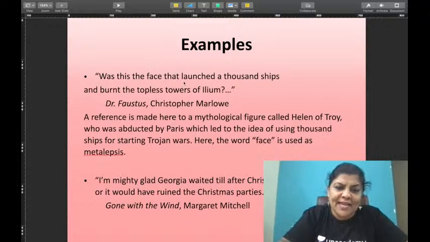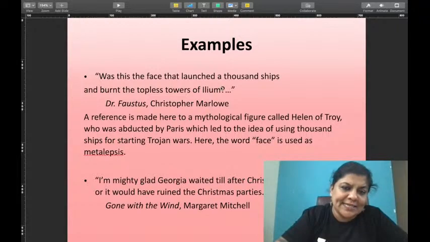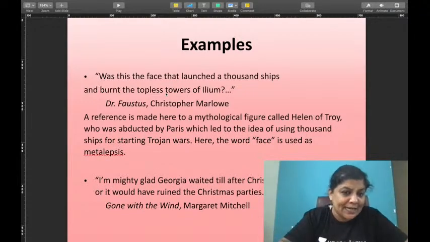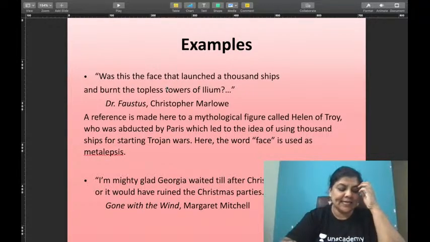Was this the phase that launched 1,000 ships and burned the topless towers of Ilium? You know, it is not a phase that launches. It is actually a synecdoche. Instead of woman, you say phase. But it is also metalepsis. You can say it is metalepsis as well as synecdoche.